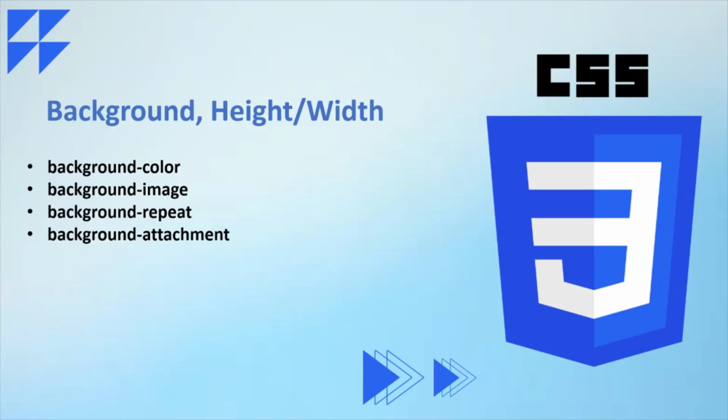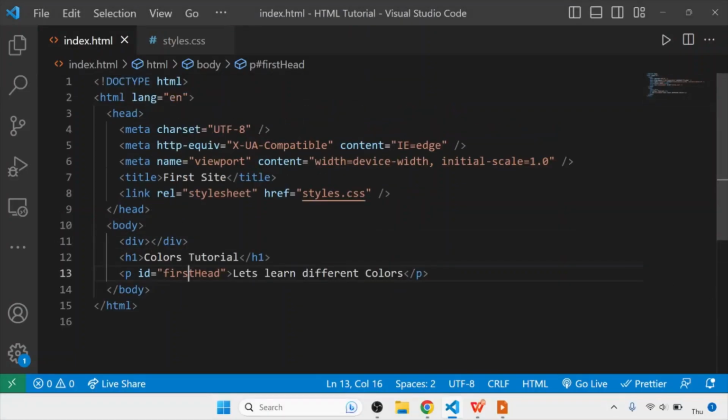Okay, so let's start. First of all, I have taken this basic boilerplate code and I have created an h1 tag which contains the text colors tutorial. Let me change the h1 to background tutorial so that it makes more sense. In the next one we have a simple paragraph where the id is given as first head. Or let's give it as first para. Okay, this is done. Till now I have not written any CSS, so let's start doing that.